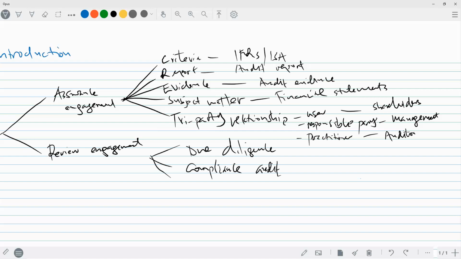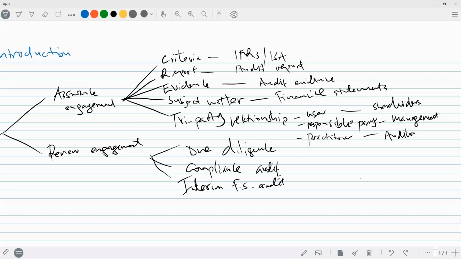If, for example, you're going to have an interim financial statement audit, it does not qualify to be an assurance engagement. Why? Because the procedures you're going to carry out as an auditor don't constitute what we call an assurance engagement.